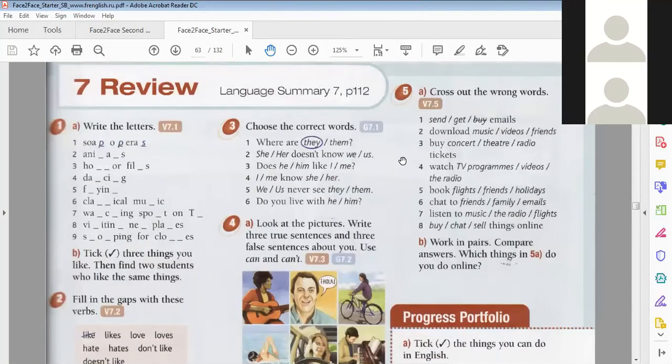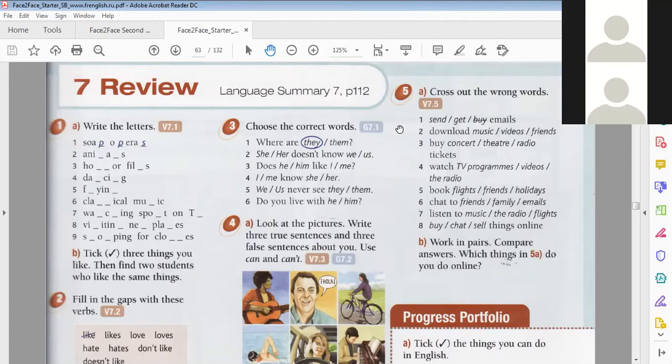Okay, Basma, here in this exercise in number 5, we want to cross out the wrong words. يعني الكلمة اللي ما تنتميش للمجموعة بنديروا لها cross بنلغوها. Can you do number 2, Basma?